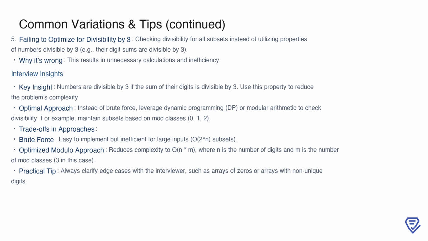For example, you can maintain subsets based on their modulo classes 0, 1, or 2 rather than brute forcing through all possible subsets. Brute force may seem easy to implement, but it's highly inefficient for large inputs, with a time complexity of O(2^n). By comparison, an optimized modulo approach reduces this to O(n * m), where n is the number of digits and m is the number of modulo classes, which is just 3 in this case.